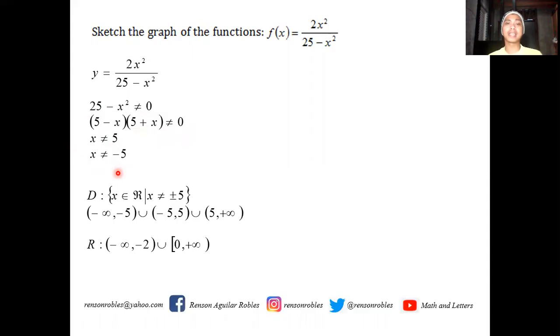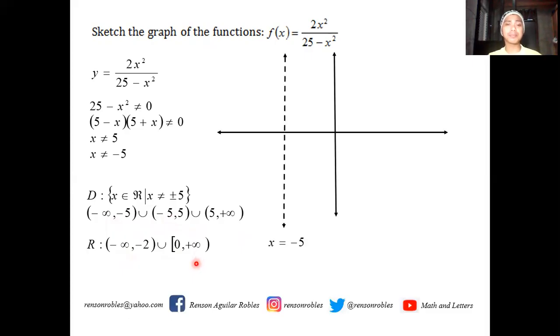Okay? And then you will notice that the domain of this function is any real number except 5 or -5. So in interval notation, we write the open interval -infinity to -5, union -5 to 5, union 5 to positive infinity. And we will verify that the range of this function is the interval -infinity to -2, union the closed open interval 0 to positive infinity.